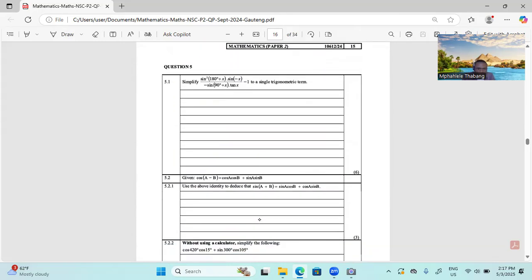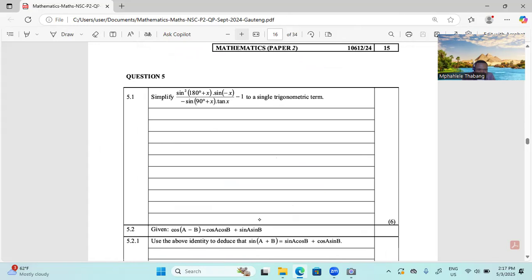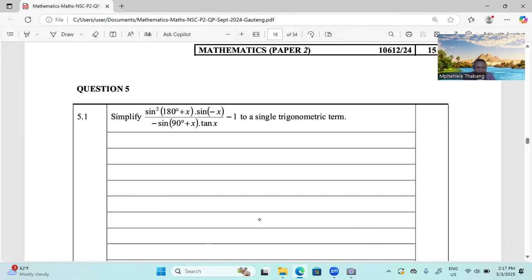Okay, let me try to increase. Then I will need to annotate. Let me use the black. Okay, so the first question is 5.1, which says simplify. We are given the expression to simplify.